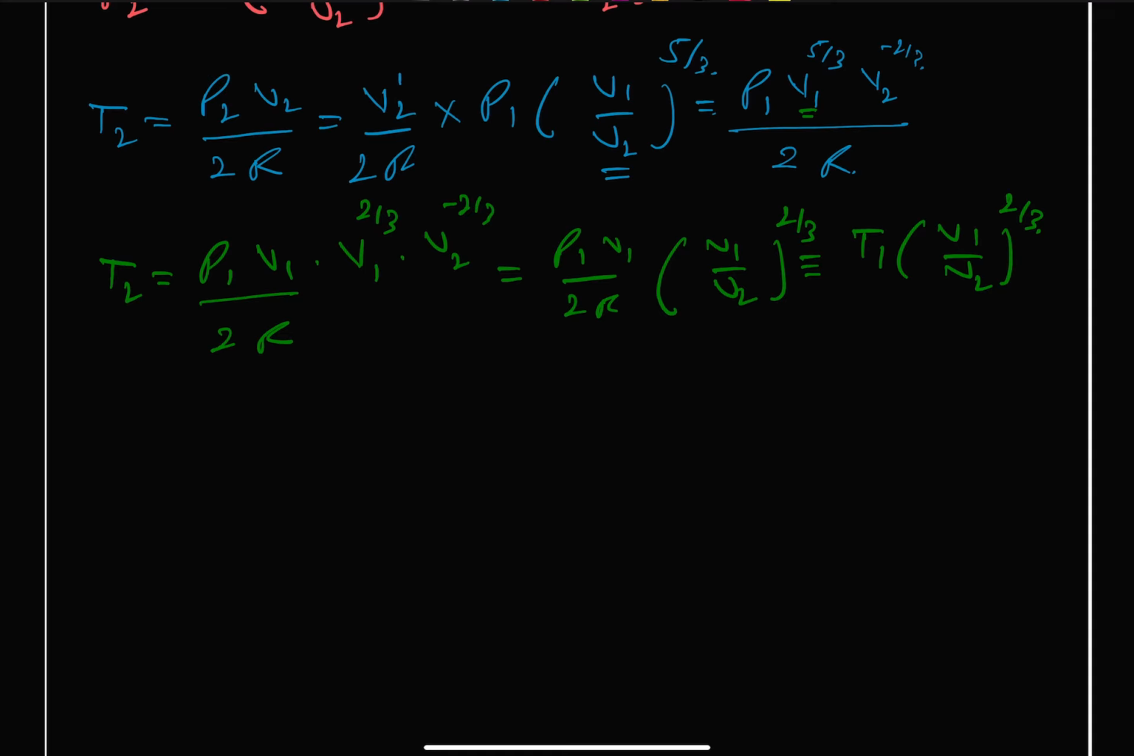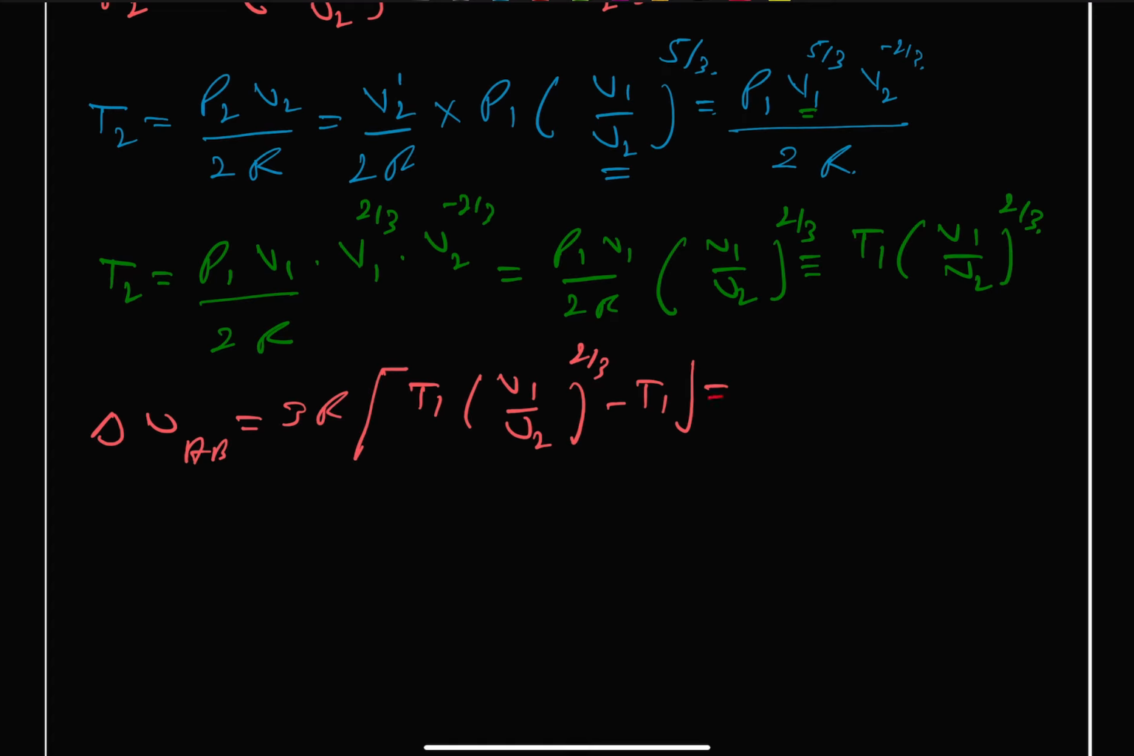Next, now we can find out our delta U, because we know our T1 and T2. So ΔU of AB will be equal to 3R times (T1 (V1/V2)^(2/3) minus T1). T1 we can take as common, so this comes as 3R T1 [(V1/V2)^(2/3) minus 1].